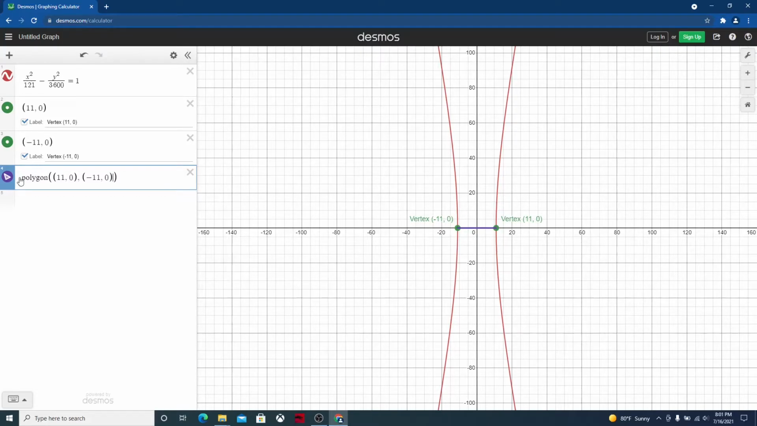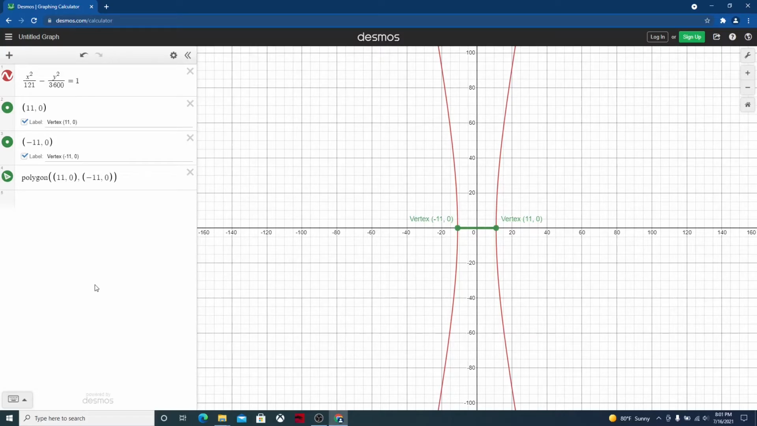Okay, so let's make that green like the vertices. And we're going to increase that to size 6. There. So that's pretty clearly visible. We have the two vertices, (-11, 0) and (11, 0). And then we have the line segment joining those two vertices. That line segment is called the transverse axis of the hyperbola.